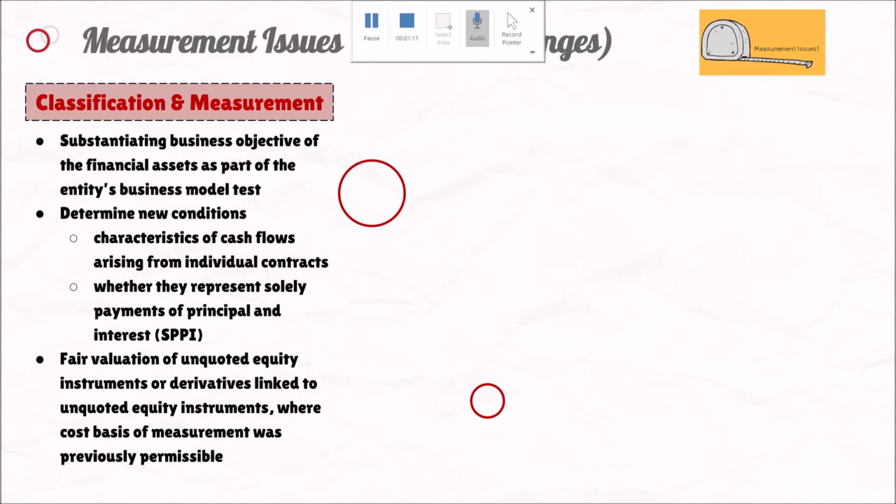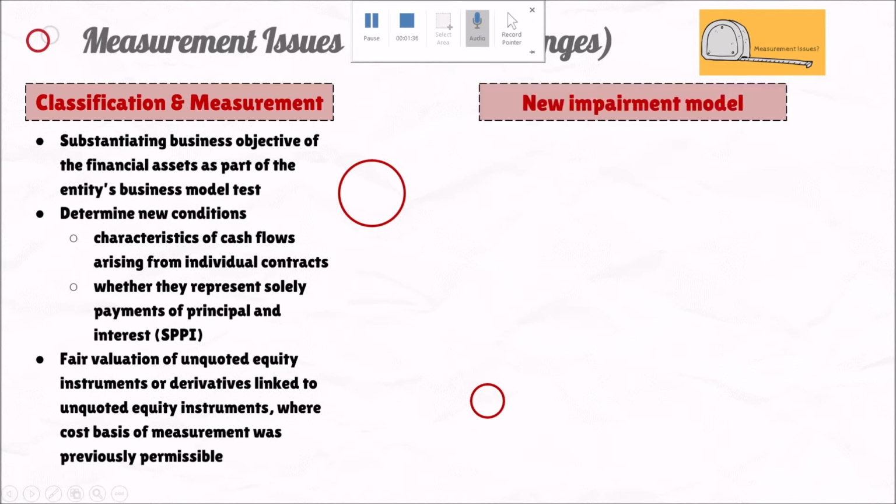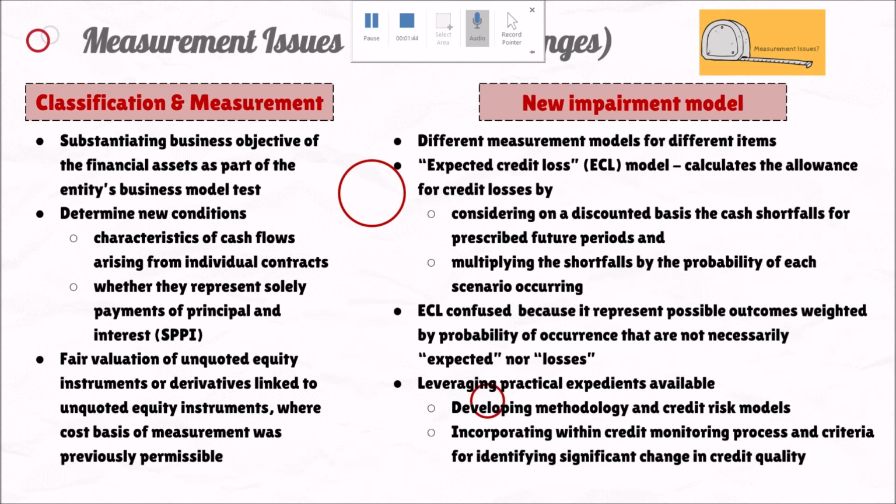As for measurements, the entity will also face problems as in fair valuations of unquoted equity instruments or derivatives linked to unquoted equity instruments, where cost basis of measurement was previously permissible. The new impairment model required in MFRS 9 also causes measurement issues, because different measurement models will be required for different items.